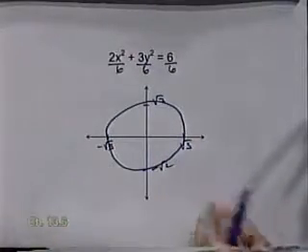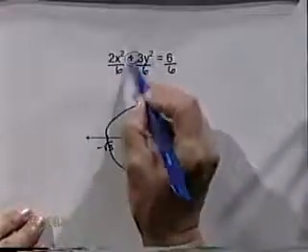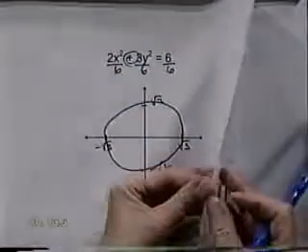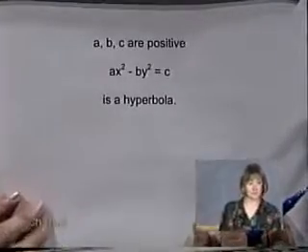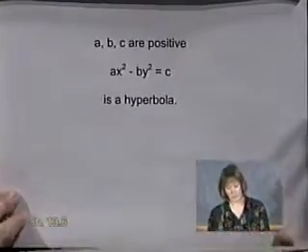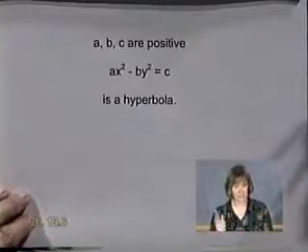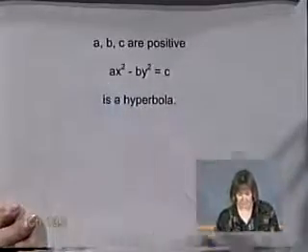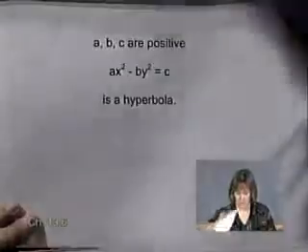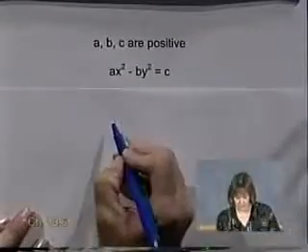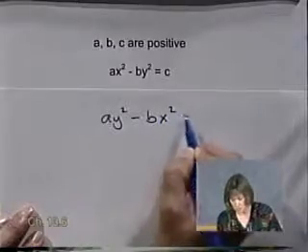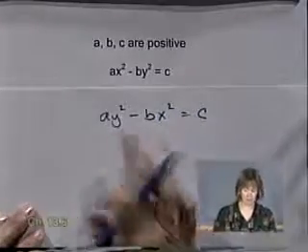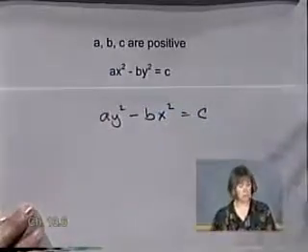Okay? Now, if I take this exact same equation but just change the plus to a minus, we get a hyperbola. Okay? Now we're going to go wacko on the hyperbolas, but your equation could look like this, or your equation could also look like ay squared minus bx squared equals c. Now, remember I'm assuming a, b, and c are positive.